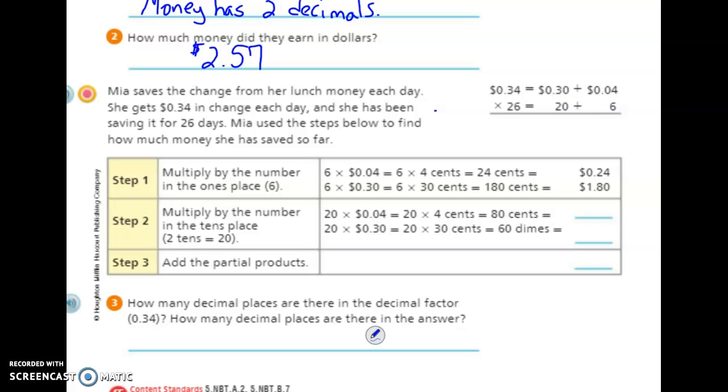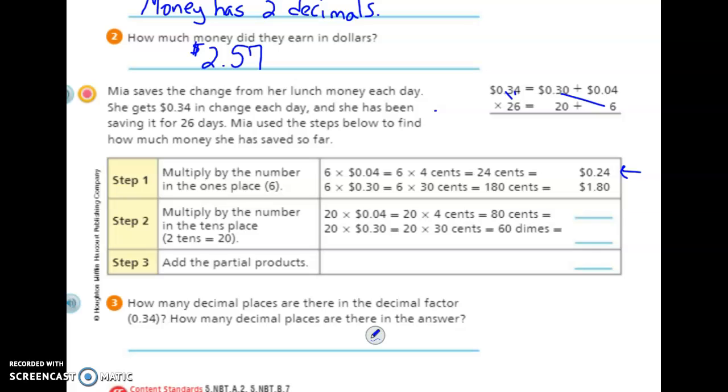So the first step is the 6 times the 4 cents. 6 times 4 cents is 24 cents, and over here is how you'd write it in money with 2 places behind the decimal. Then it's the 6 times the 30. Again, if you were doing it over here, it would be 6 times the 3. 6 times 30 cents is going to give you 180 cents. 180 cents would be $1.80.